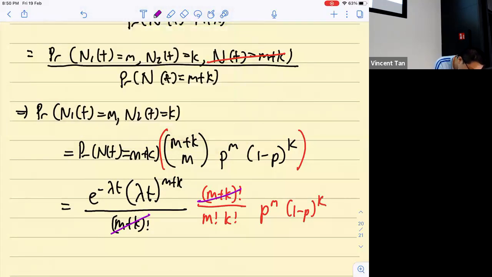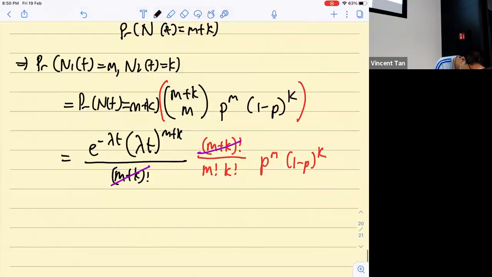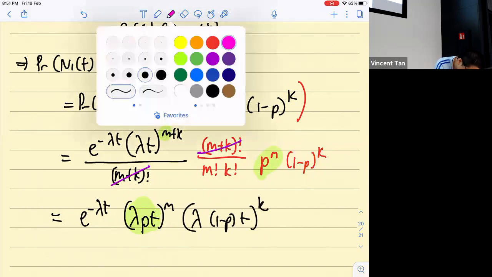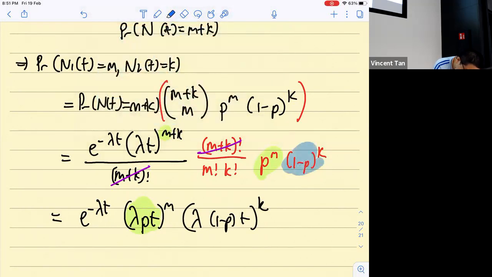Now we can do a little bit more. We can rewrite this as e to the minus lambda t. We have lambda p t to the power m, absorbing this one and the m part of this one. And then what we have here is lambda 1 minus p t to the power k. This absorbs this blue part here, as well as the exponent k here.